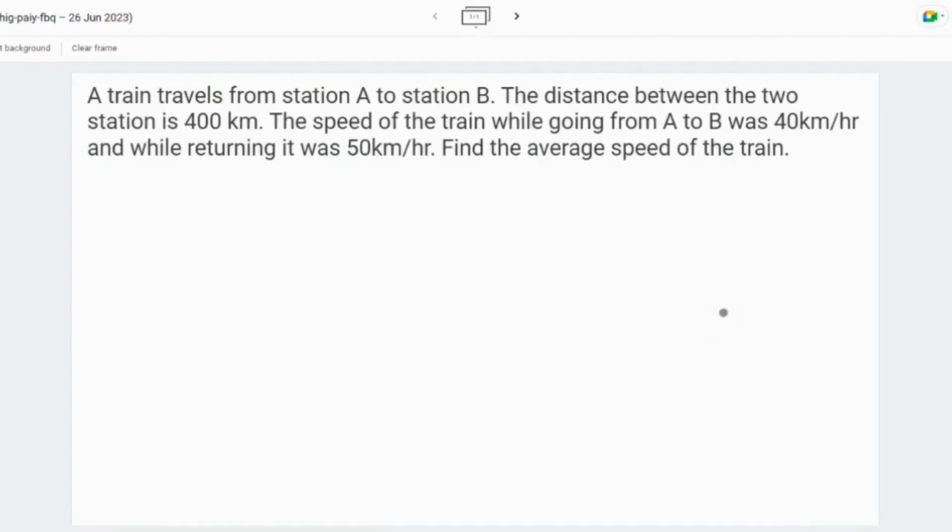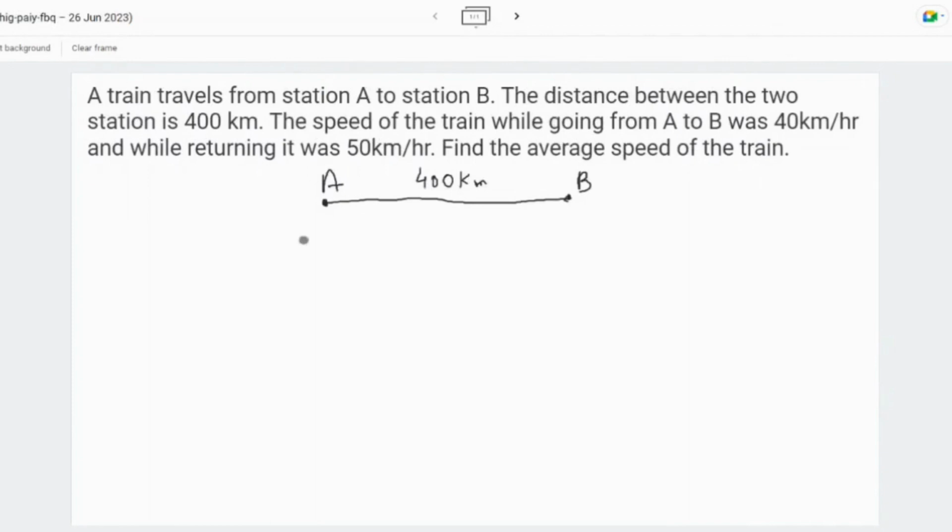Hello everyone. So today we are going to solve a numerical from the chapter Motion and Time of class 7. As you can see, the question is already on the screen. A train travels from station A to station B and the distance between the two stations is 400 kilometers. Okay. So there is a station A and there is a station B and the distance between them is 400 kilometers. Now let us just note down all the information given in the question first.